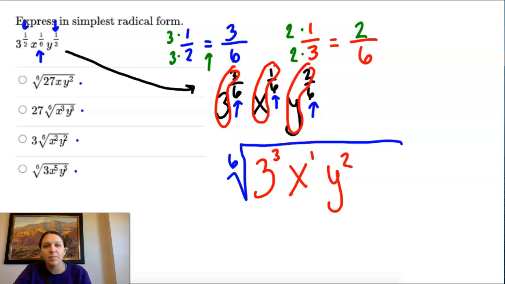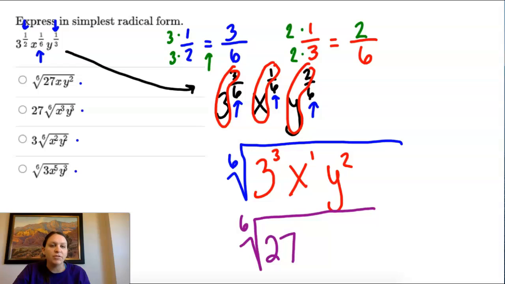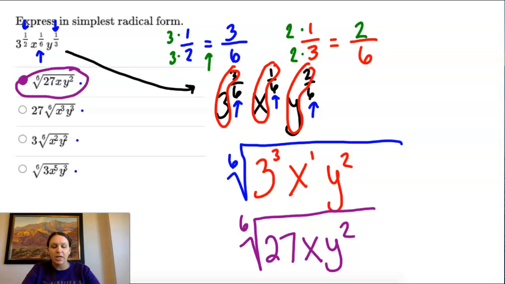Okay. So 3 to the 3rd, I'm just going to simplify this. 3 to the 3rd is 3 times 3 times 3, which is 27. I don't have to write that degree of 1, and then y squared. And that's our answer. So if we come over here, we'll see that right here. Okay, so you're going to see those in your self-check. Get a common denominator.